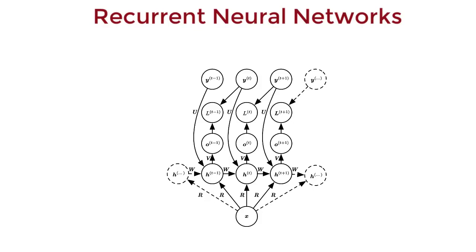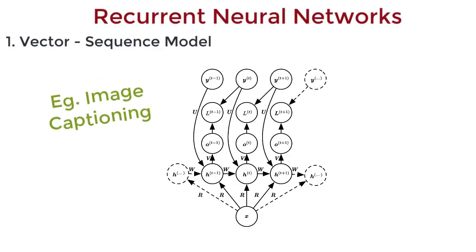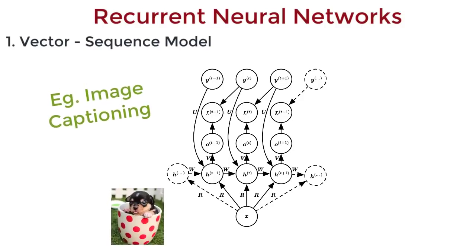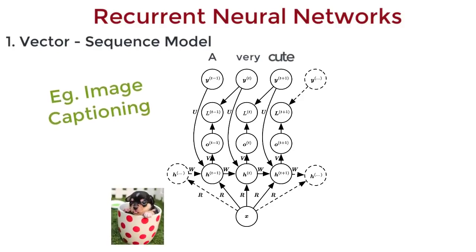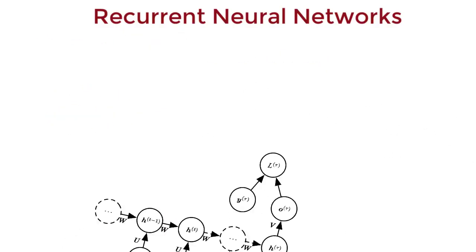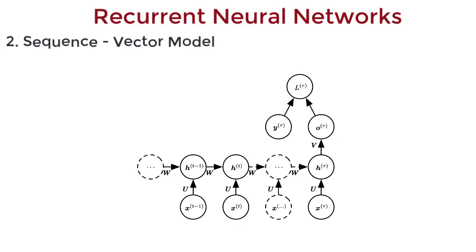One architecture is a vector-to-sequence model. We take a vector and generate a sequence of desired length. Trending research that uses this is image captioning. The input can be a vector representation of an image, and the output is a sequence of words that describes that image. A second architecture that we discussed is sequence-to-vector models.